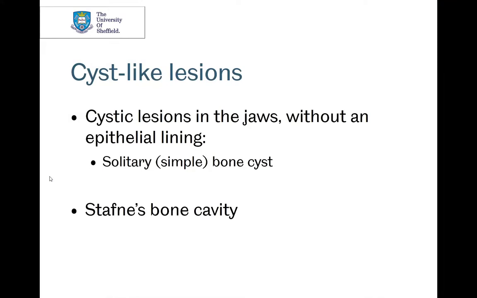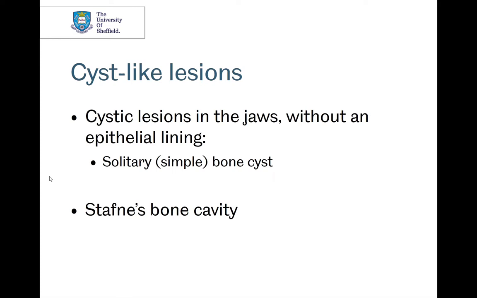A number of cyst-like lesions also present in the jaws. Some of them are apparently cystic but don't have an epithelial lining, and the best example of that is the solitary or simple bone cyst, which tends to occur in the posterior part of the mandible. The etiology of that is unknown. It is thought it may be traumatic in origin, and at surgery it's a very strange finding, as the cavity really seems to contain nothing, and there is a little bit of soft tissue, perhaps some blood on the outside and on the bone, but really no lining and no contents. And these tend to respond very well to curettage.